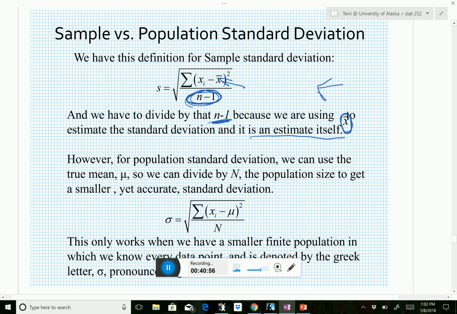Now, if we have a population standard deviation, we could use the true mean if we know information about an entire population. So when I'm looking at your first exams, I can find all of your means. Everybody who's taking this class from me this year, I'll be able to take a true population mean, and I'll be able to get a true population standard deviation as well. Then I can divide by the capital N because I'm using the distance to the true mean.